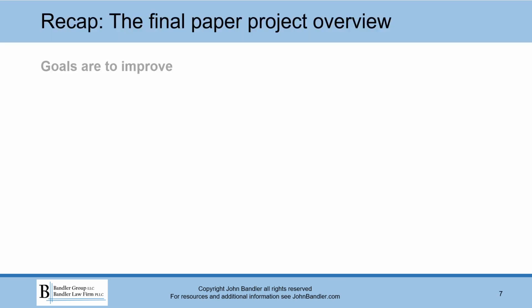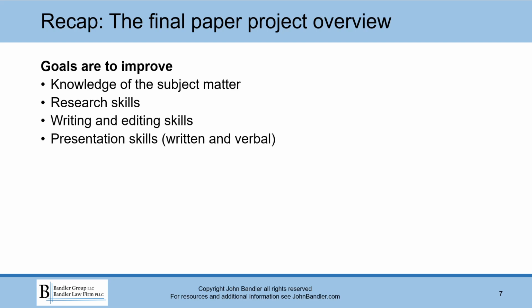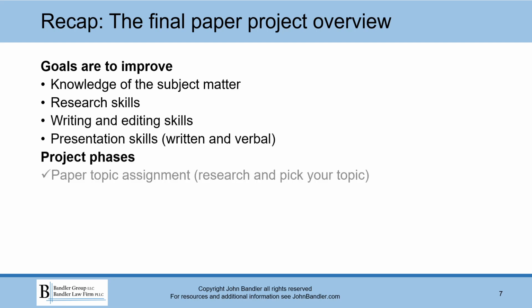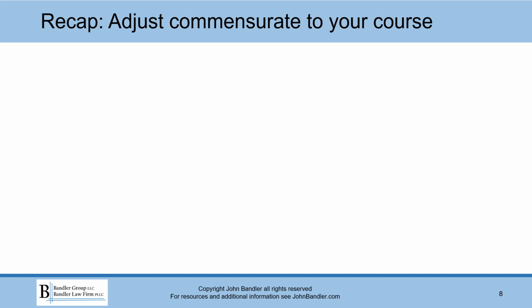Previously, prior episodes, what did we cover? Well, we did a final paper project overview. We talked about the topic assignment. And remember, the goals of this project, it is not to torture you, it's to improve you. Knowledge of the topic you picked, how you research, write, edit, present. And we got these phases. You did the topic assignment. Now we're doing the outline assignment. We're going to get you there.